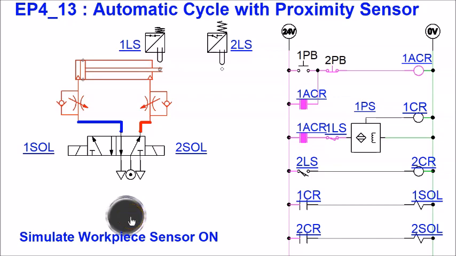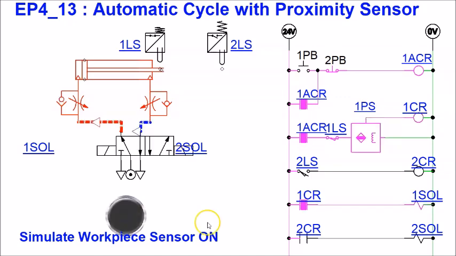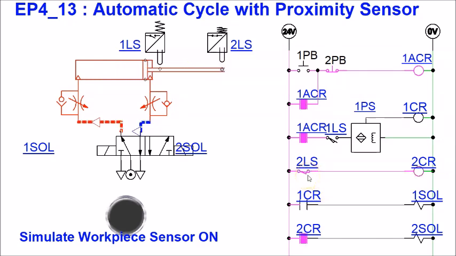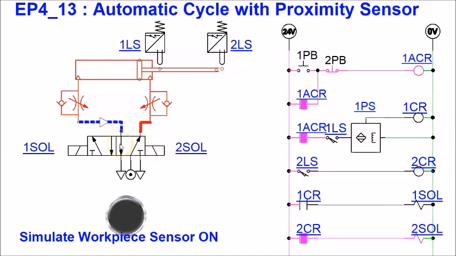So I will use this to simulate the workpiece sensor. When I press this, it means that the sensor senses that there's a workpiece there. So when the sensor senses the workpiece, 1CR will turn on and the solenoid will be energized, and the cylinder will extend. So let's look at this. You can see that 1SOL is on and the cylinder starts to extend. Once it is fully extended, it will reach 2LS, normally open, held closed here. The second solenoid will be energized, and the cylinder will then start to retract.